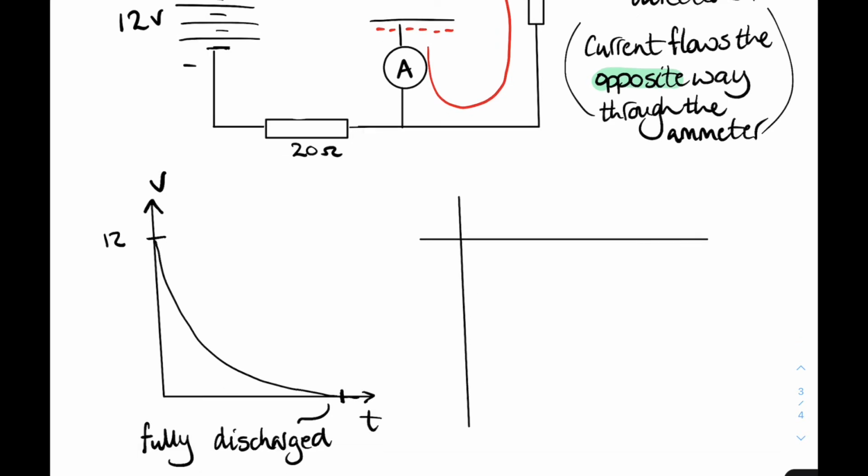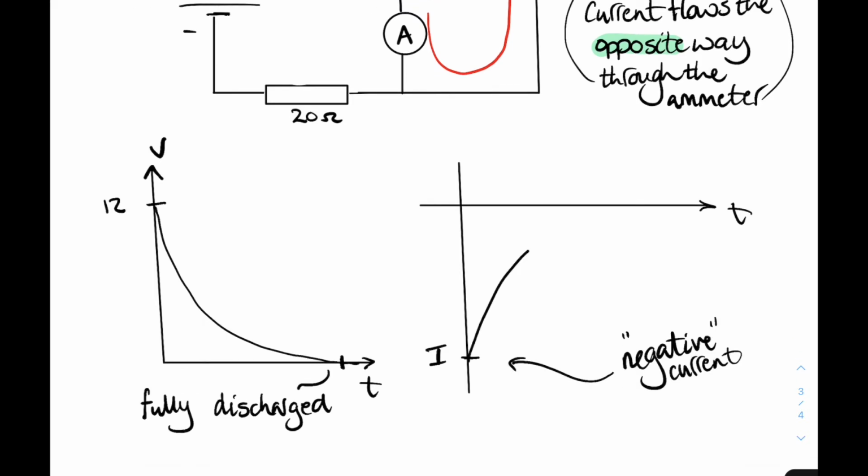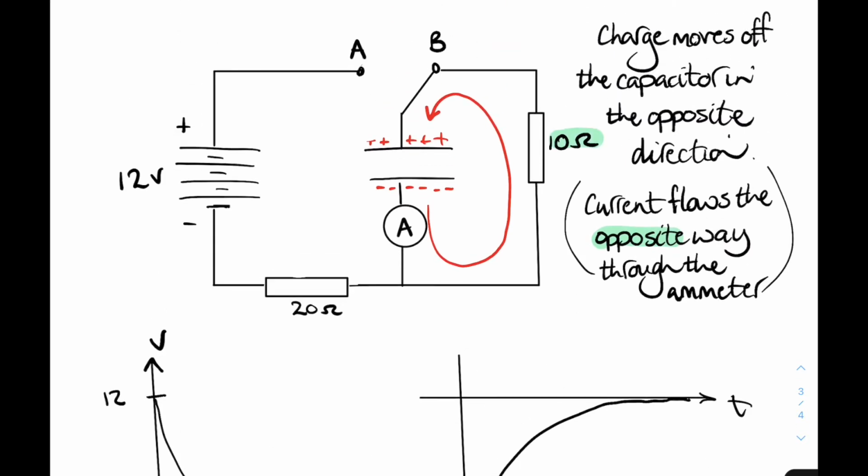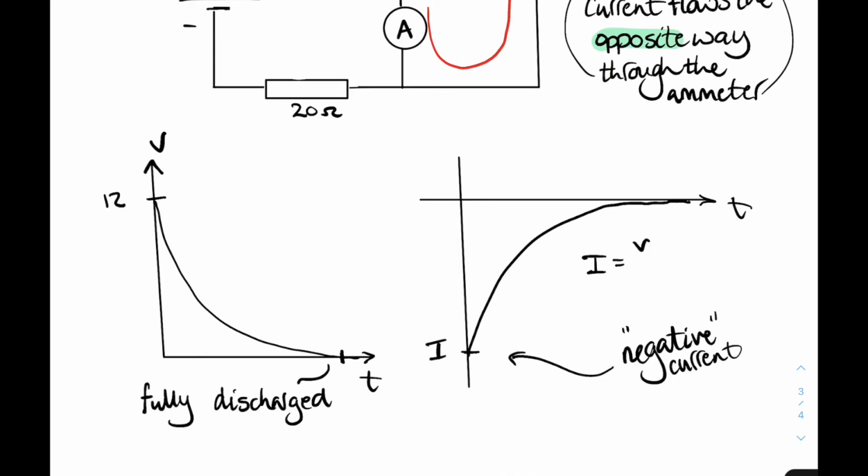And on our current graph, because the current's flowing in the opposite direction, we have a negative maximum current to start with, and that current will decrease to 0 as the capacitor empties out. Again, we can use Ohm's law to work out what that initial current would be. In this case, it's 1.2 amps because it's a 10 ohm resistor.